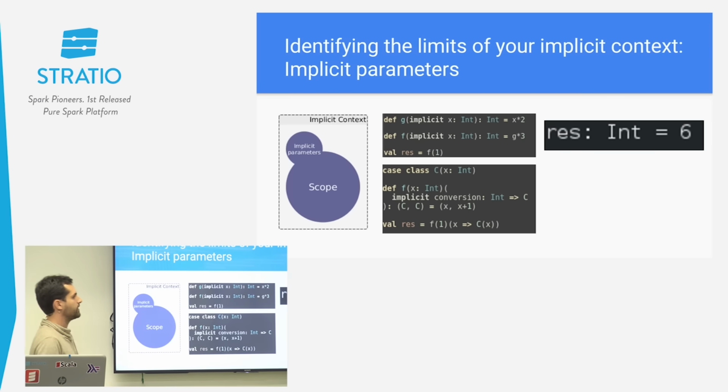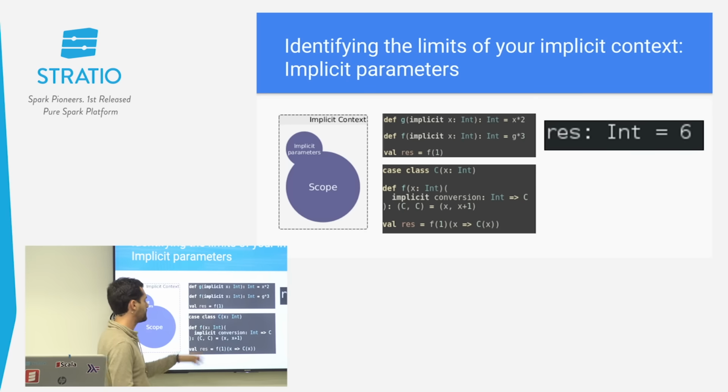There are more complex examples, in which we have a case class C with an attribute x of type int, and then we have a function f. I really love this example because it goes beyond what you would expect from what we have seen before. You are receiving an implicit value called conversion, and it is of type function from int to C. And it's returning a pair of two C's.